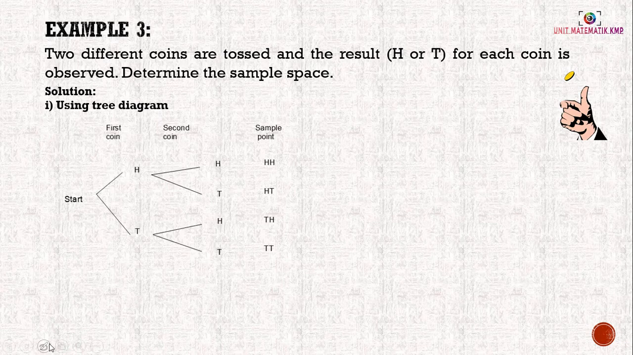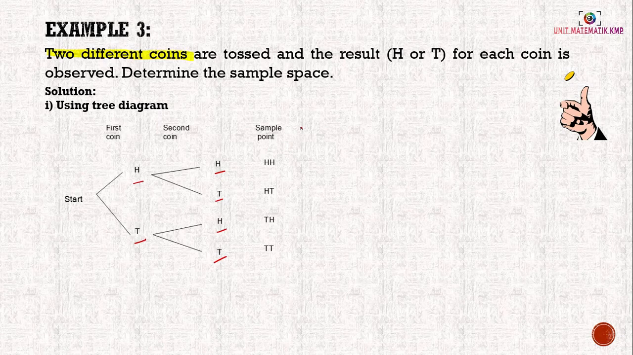So bila kita toss coin tu 2 kali, bukan 2 kali ni, 2 different coins. So ada 2 coins dan kita baling. Okay, so the first coin sama ada kita akan dapat head or tail. So dekat hujung branch ni kita tulis dia punya outcomes. Okay, untuk the second coin pun kita akan ada head or tail. So this is the outcomes when we toss a second coin. Okay, kat hujung ni adalah dia punya sample point.